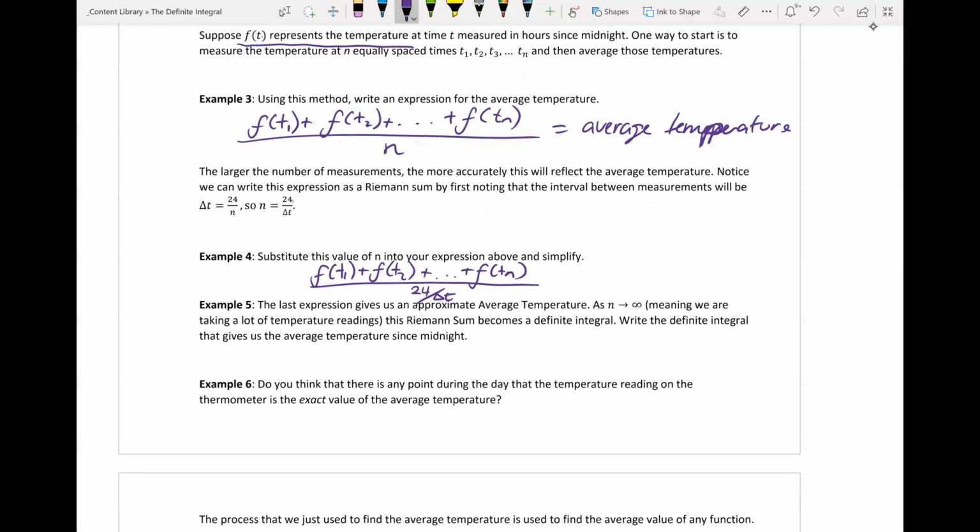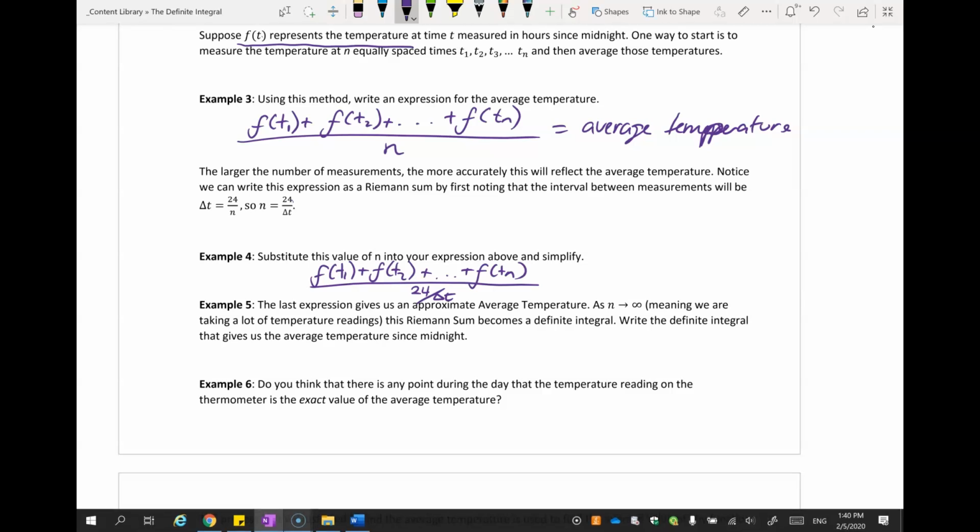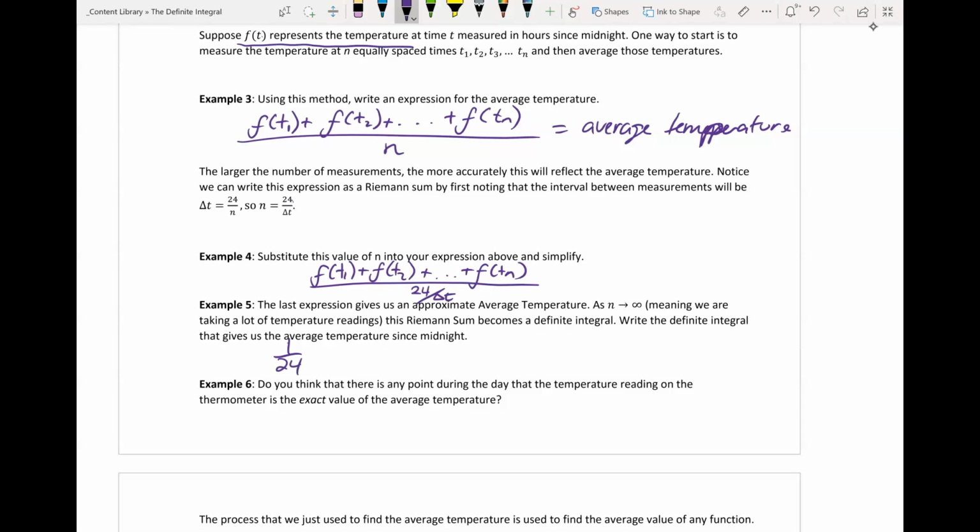So I'm just going to rearrange this. So that's 1 over 24, which is the bottom part of the fraction, I'm just factoring it out, and this is left with the numerator. And then this delta t, because we're dividing by a fraction, comes back up and multiplies with the numerator. So I'm just rearranging example 4.